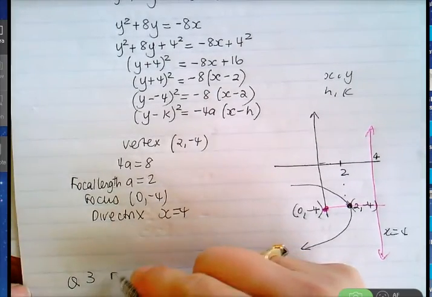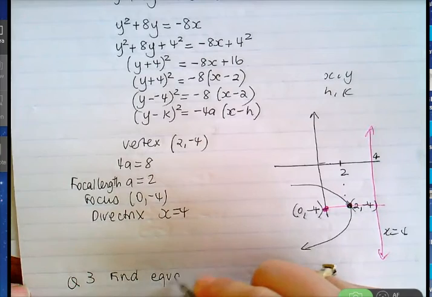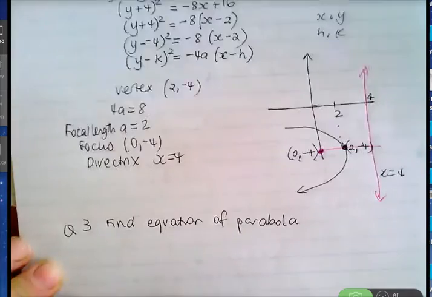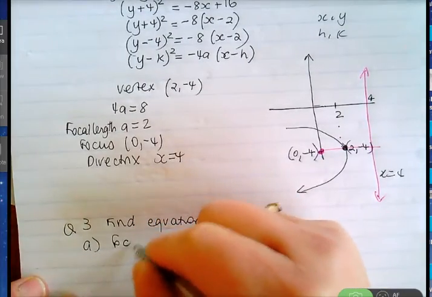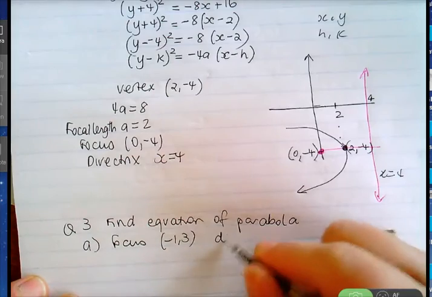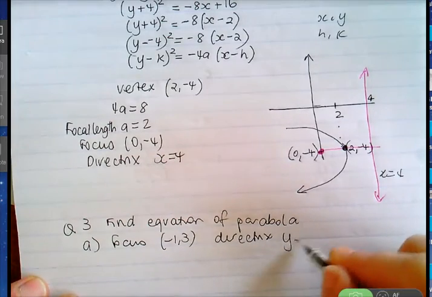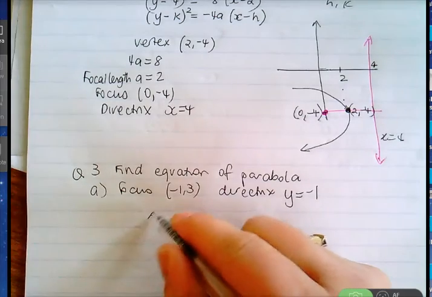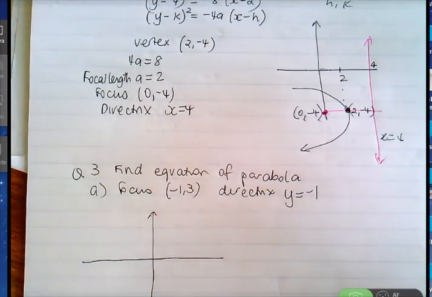Question 3 says find the equation of the parabola. And they might just give you the focus (-1, 3) and directrix y equals negative 1. Again, if you sketch, you have no problems. I don't even know what type this is because I haven't sketched it. But once I sketch it, it'll be very clear to me which of the 4 basic types it is. So you need to sketch. Once you've done that, it's very clear.